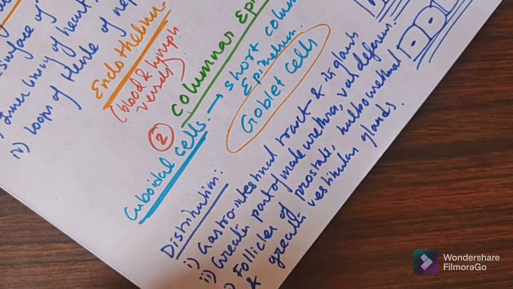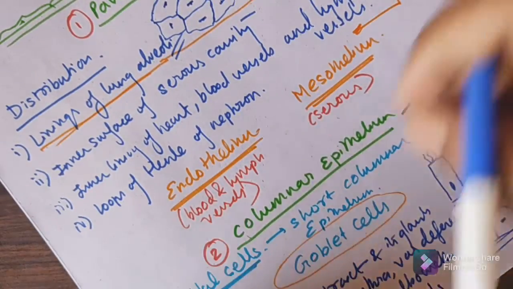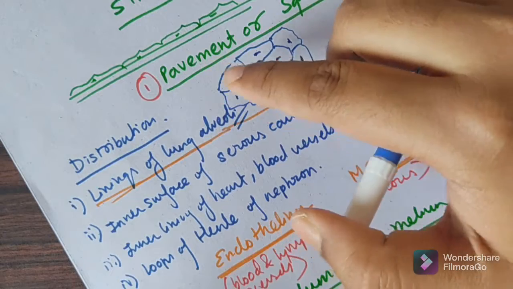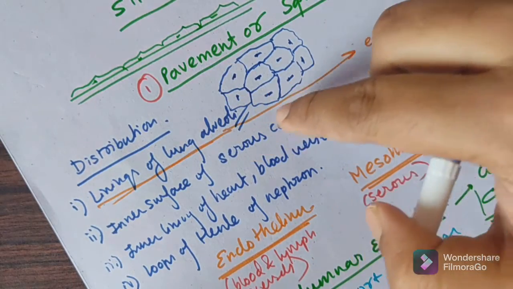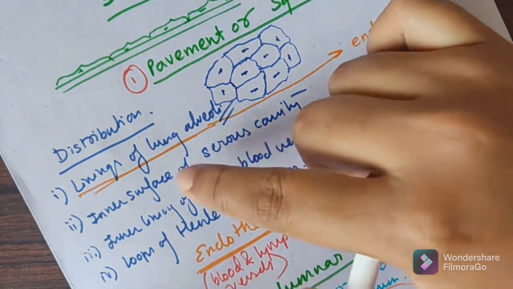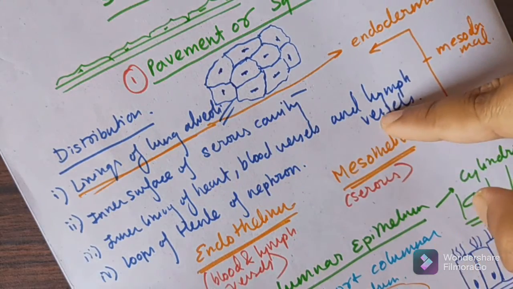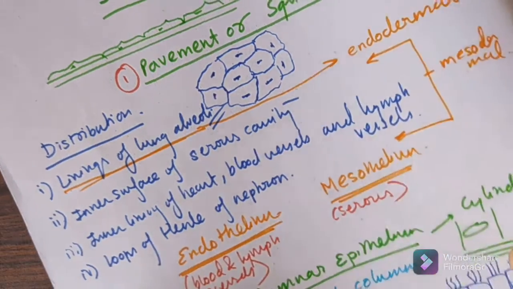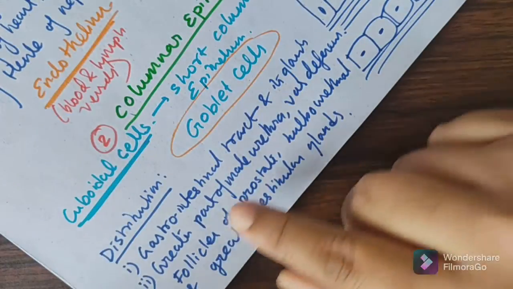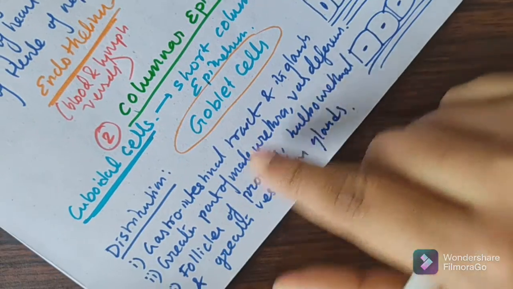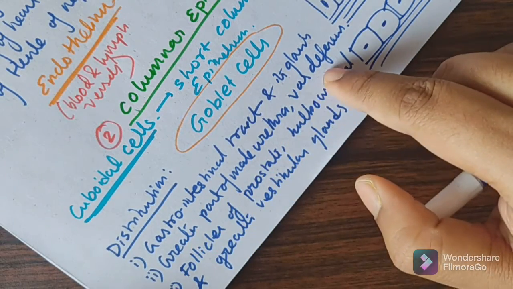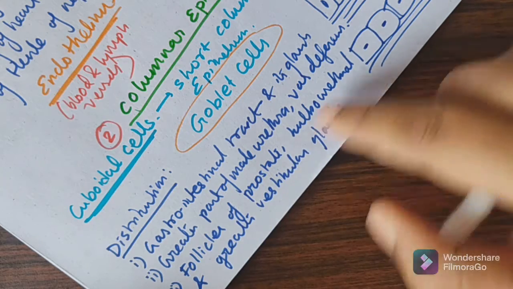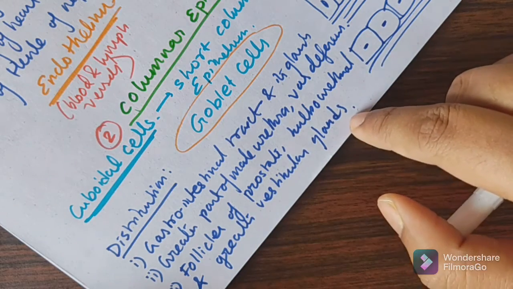Fine. So let's recap about the distribution. First, the pavement or the squamous epithelium, it was found in the linings of lung alveoli, the inner surface of serous cavity, the inner lining of heart, blood vessel and lymph vessels, loop of Henle of nephron. And the columnar epithelium is found in the gastrointestinal tract and its glands, greater part of male urethra, vas deferens, follicles of prostate, vulvourethral and greater vestibular glands.